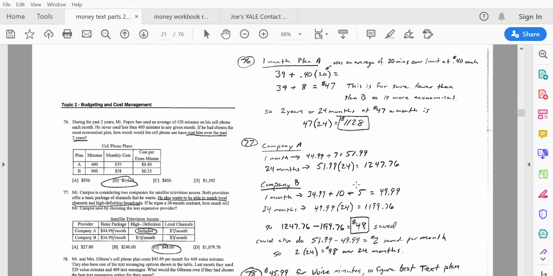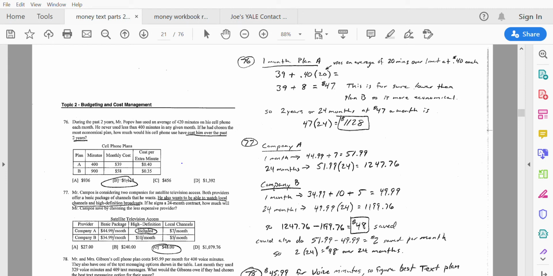Okay. So again, let me do this one here. Get this in the window. All right. So let's take a look at number 76 and 77. It says during the past 2 years, they've used an average of 420 minutes on his cell phone each month. He never used less than 400 in any given month. It says if he had chosen the most economical plan, that basically means the cheapest plan, how much would his cell phone use have cost him over the past 2 years?